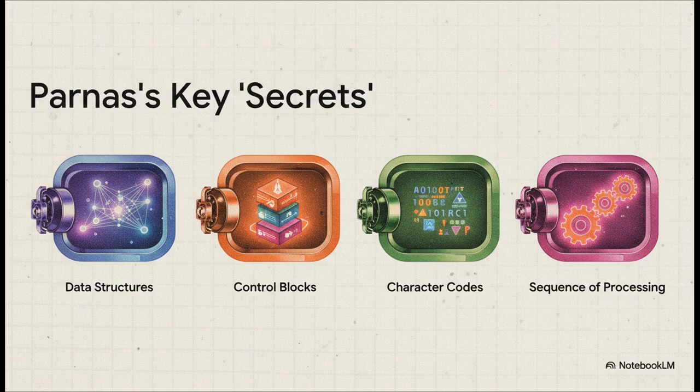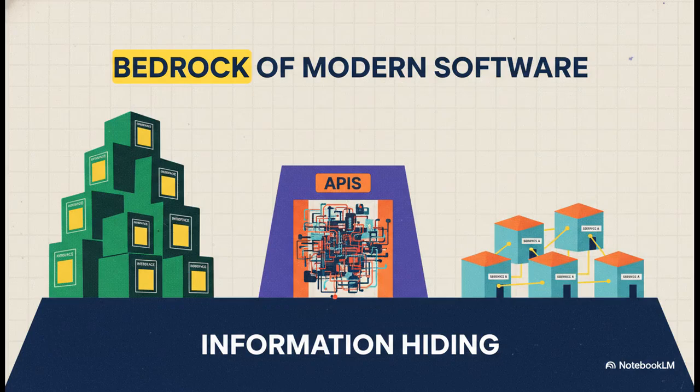And let me be clear, this idea of information hiding isn't just some dusty old concept from a textbook. It is the absolute bedrock of modern software engineering. It's the core idea behind object-oriented programming. It's what makes for good APIs. It's the entire philosophy behind microservices. All of these modern practices are really about one thing: hiding implementation details to build systems that don't shatter the first time you touch them.